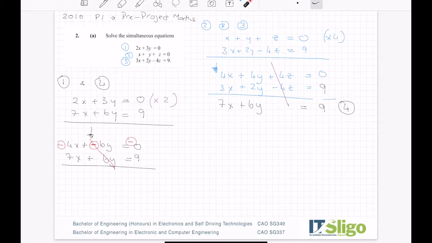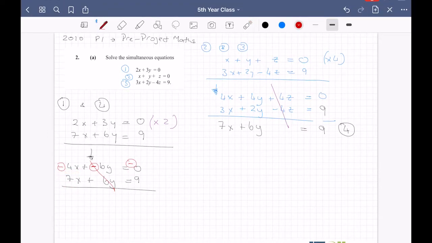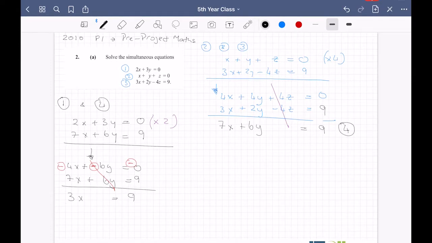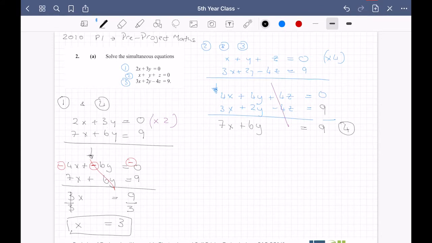Okay, and then I'm going to go 7x minus 4x. So you can read them backwards if you wish. Is 3x being equal to 9 minus 0 is 9. Then divide both sides by 3. And I'm getting x being equal to 3. Okay. So that is one of my solutions.